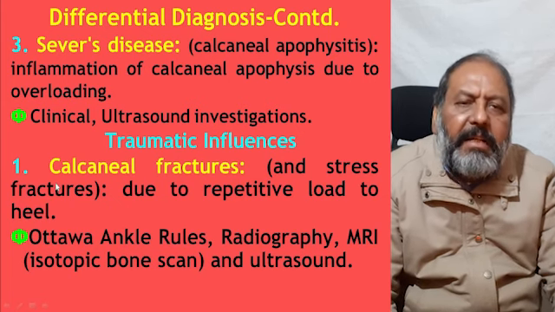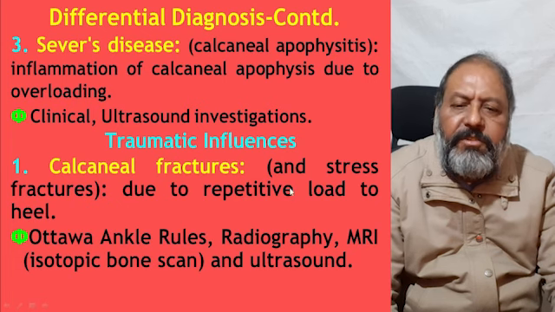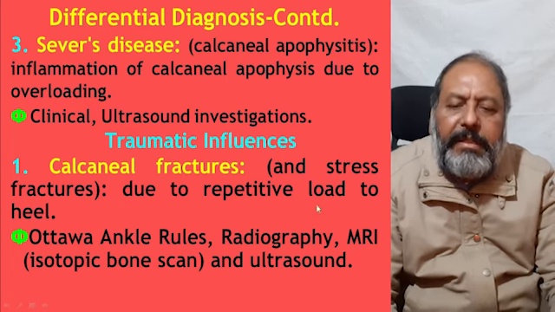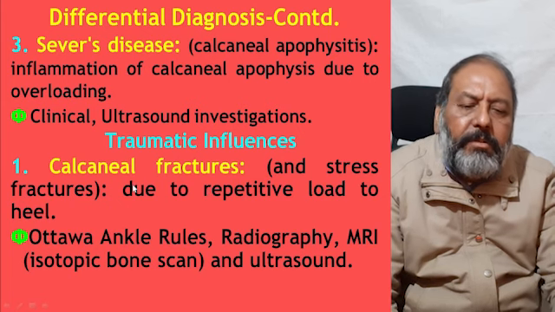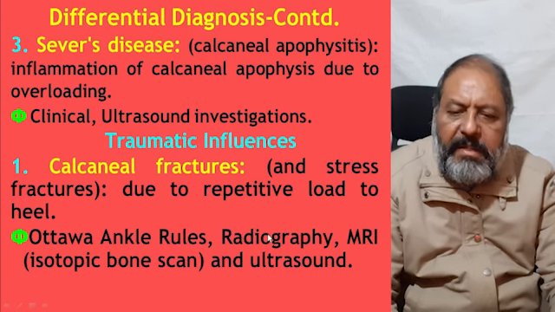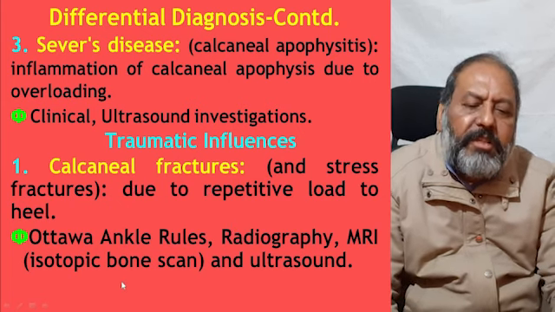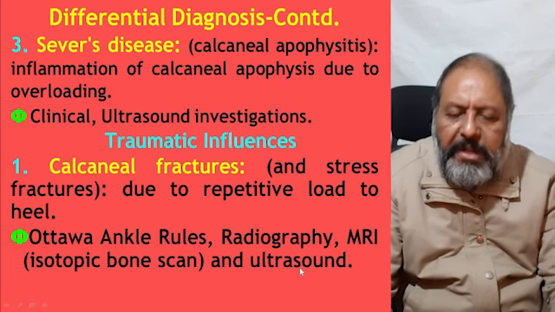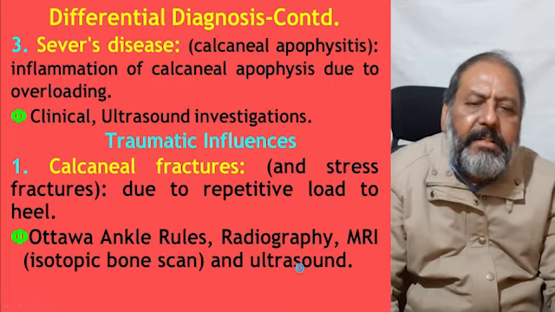Number one is calcaneus fracture and stress fracture due to the repetitive load to the heel. Ottawa ankle rules, radiography, MRI, isotopic bone scan, and ultrasound are the modalities to differentiate from the calcaneus spur.